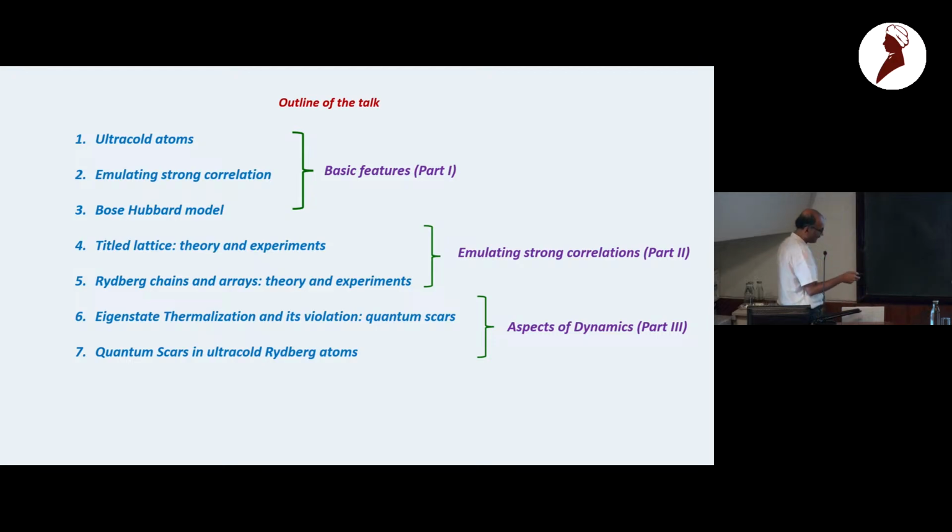So here is a brief outline of the talk. The first part is some basic features which is really bread and butter of everybody who works in these ultracold atom systems. And then I'm going to talk about 2 platforms. One of them is this tilted lattice, where there is some theory that we did long back and some experiments that followed. And then, of course, the Rydberg chains and arrays, which are recently the subject of intense research. And this would be the part which is about emulating strong correlations in these systems, and you will see why.